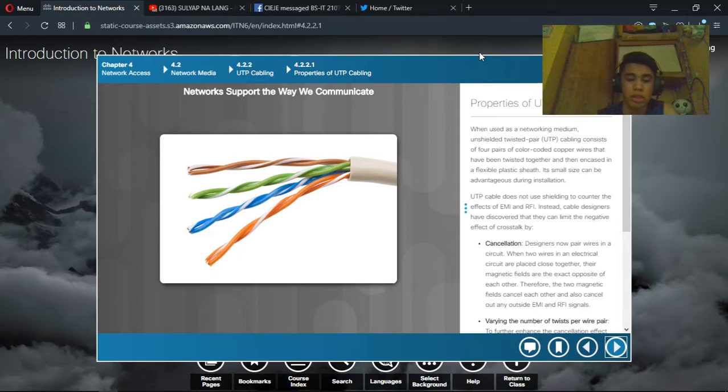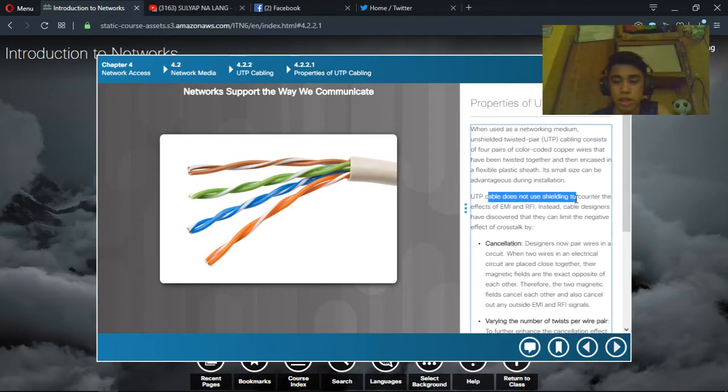I think pair one is the orange. This is the pair. Wait. Let's look at the next sections about the color coding for this. Now, let's proceed.